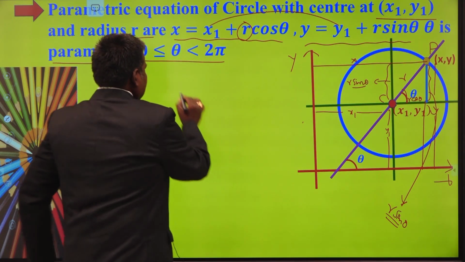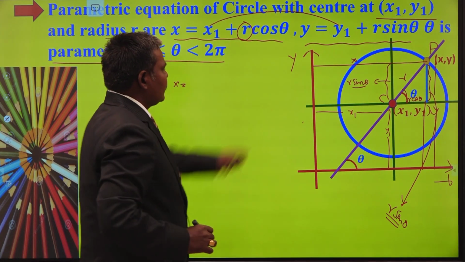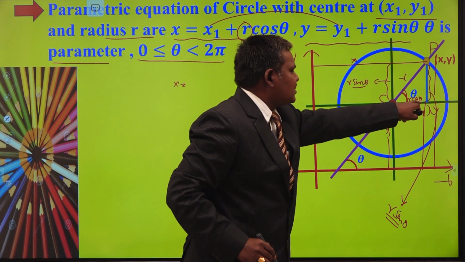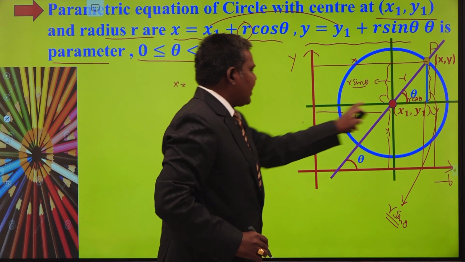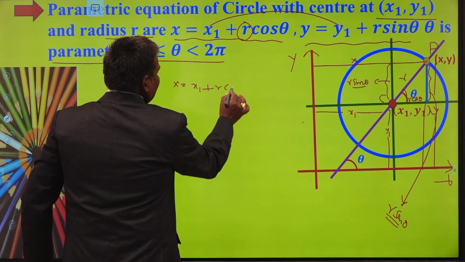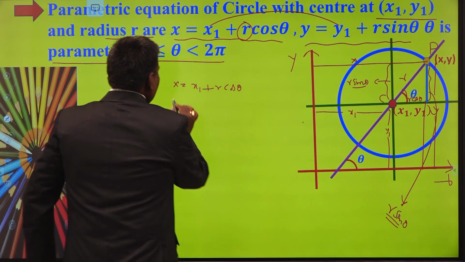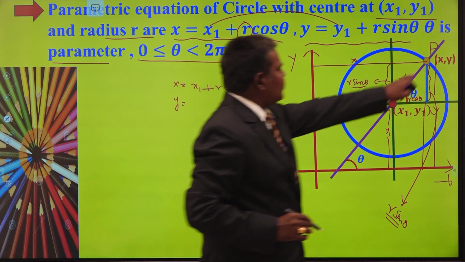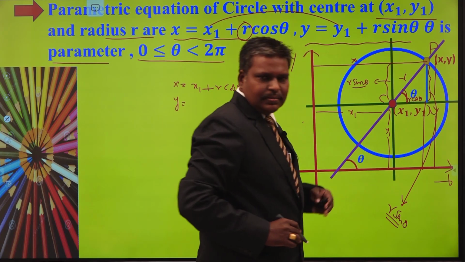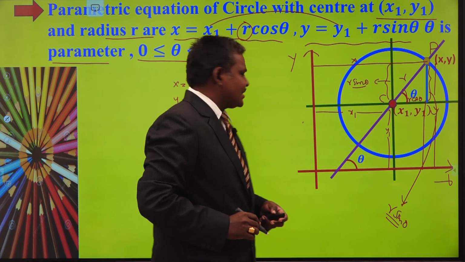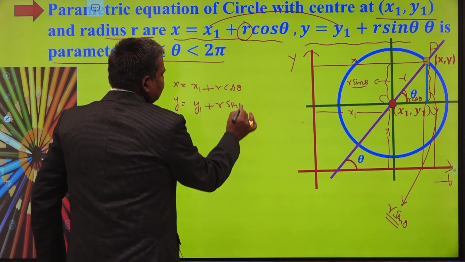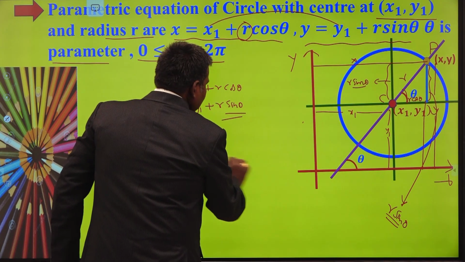Now tell me what is x. The distance x is nothing but the distance from here to here plus here to here. That is nothing but x1 plus r cos theta. Now what is y? y is the distance from here to here. That is nothing but r sin theta plus y1. From the figure itself we have obtained the equations. Am I correct or not? y is equal to y1 plus r sin theta. So we have the triangle like this.